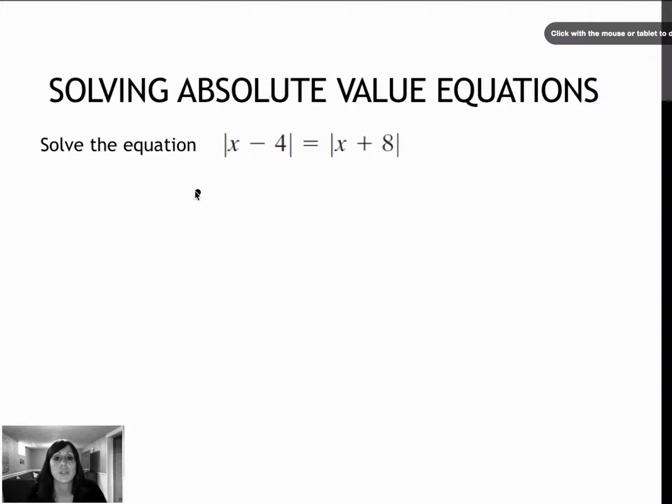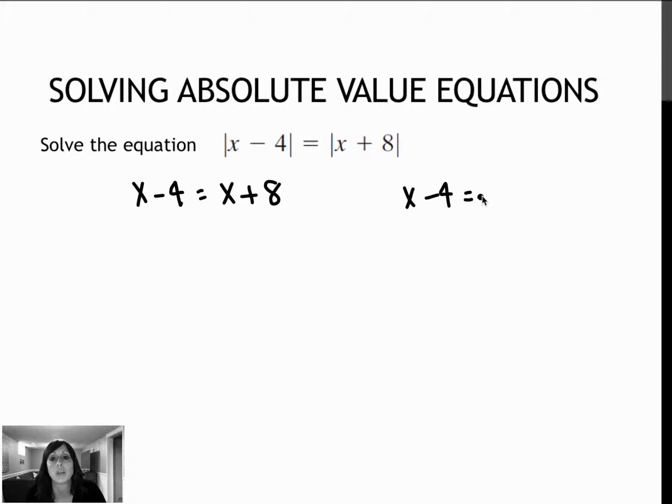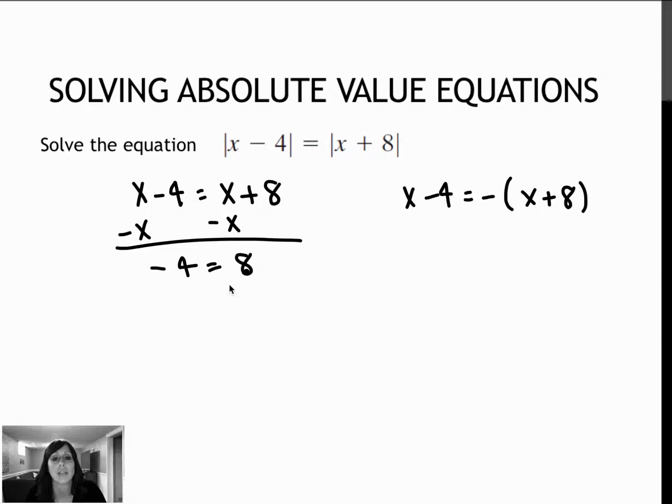Here's another example for us to do together. So the first time, I'm going to write x minus 4 equals x plus 8. And the second time, I'm going to write x minus 4 equals negative, parenthesis, x plus 8. For my first example, I'm going to subtract x from each side. I get negative 4 equals 8, which is not true.